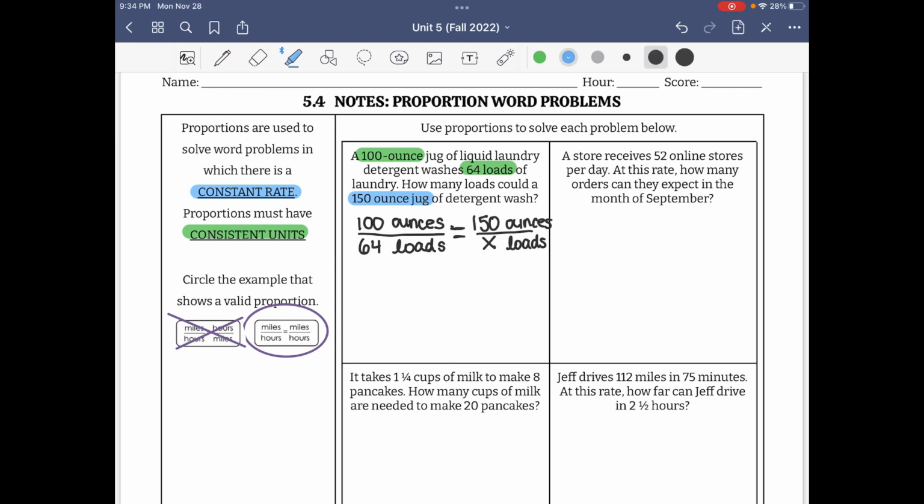Then what we're going to do is we're going to use our cross products to solve this, like we did in 5.3. And I'm always going to start with the cross product that involves x. So that's this one. 100 times x is 100x. That's easy enough. Then you put an equal sign, and you go ahead and multiply the other one. 64 times 150.